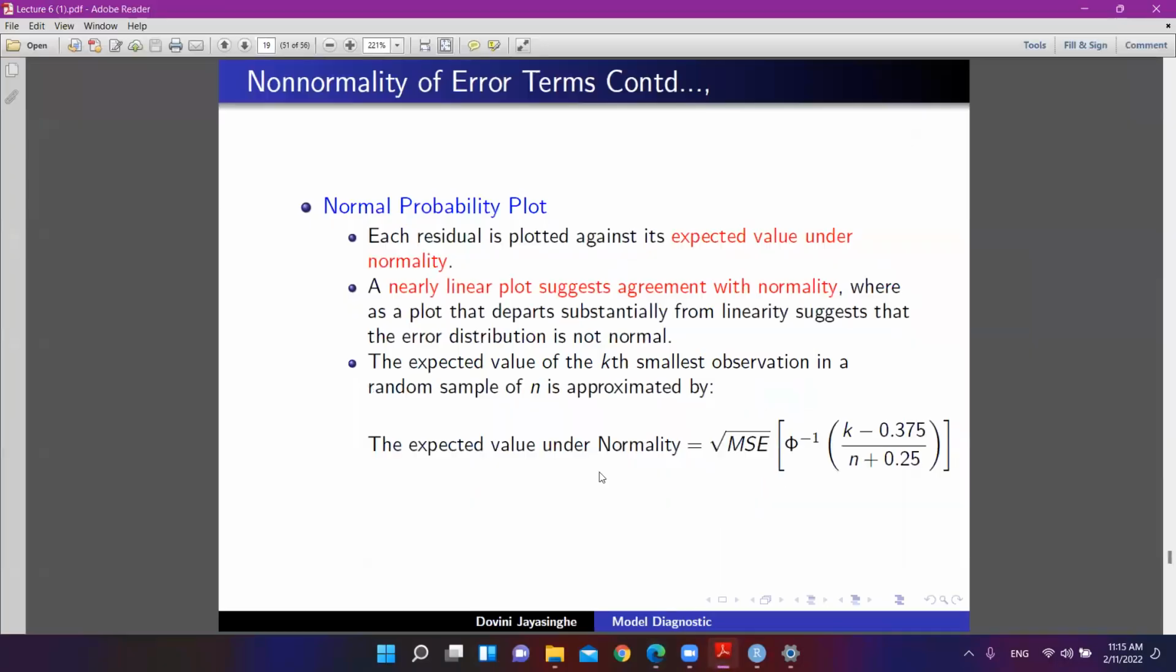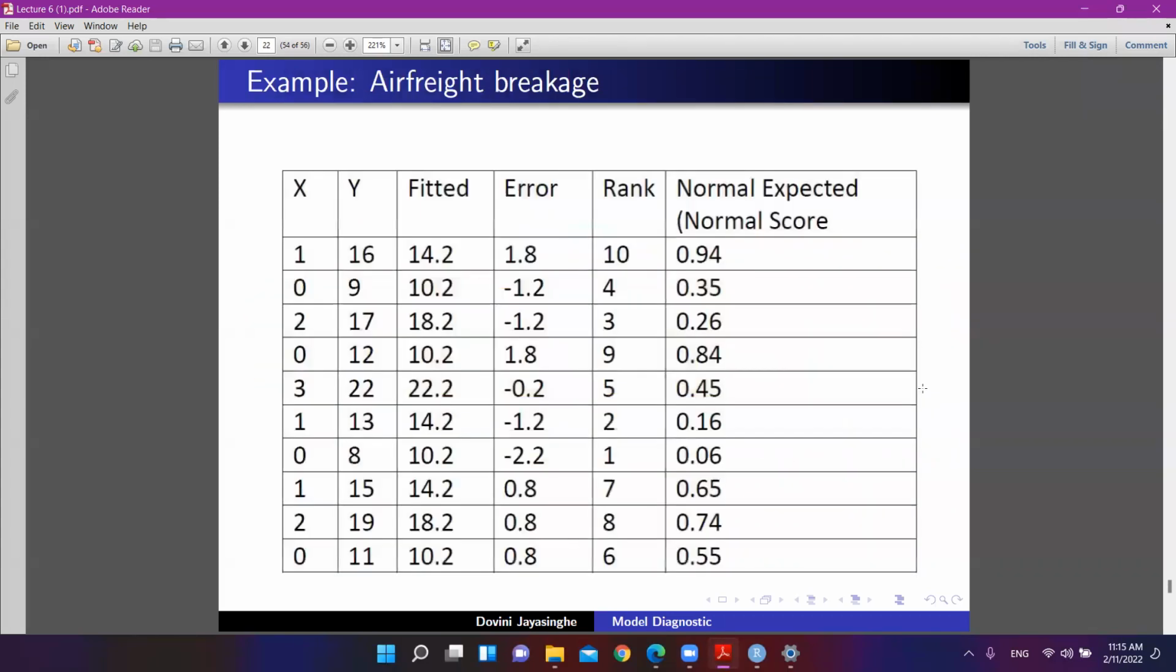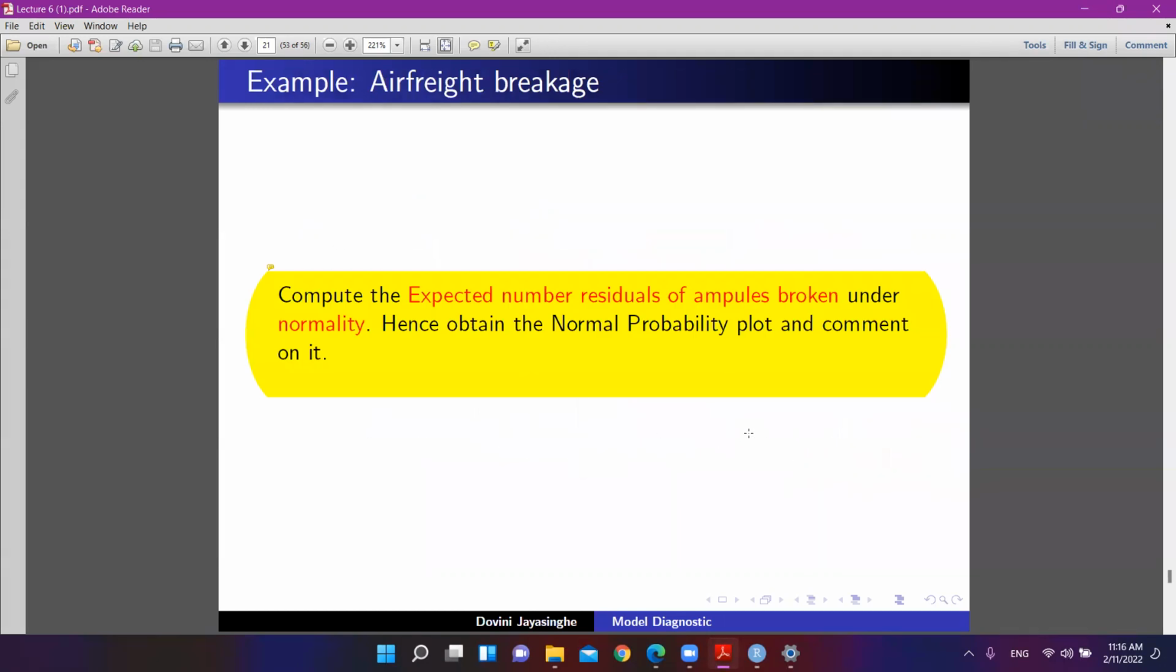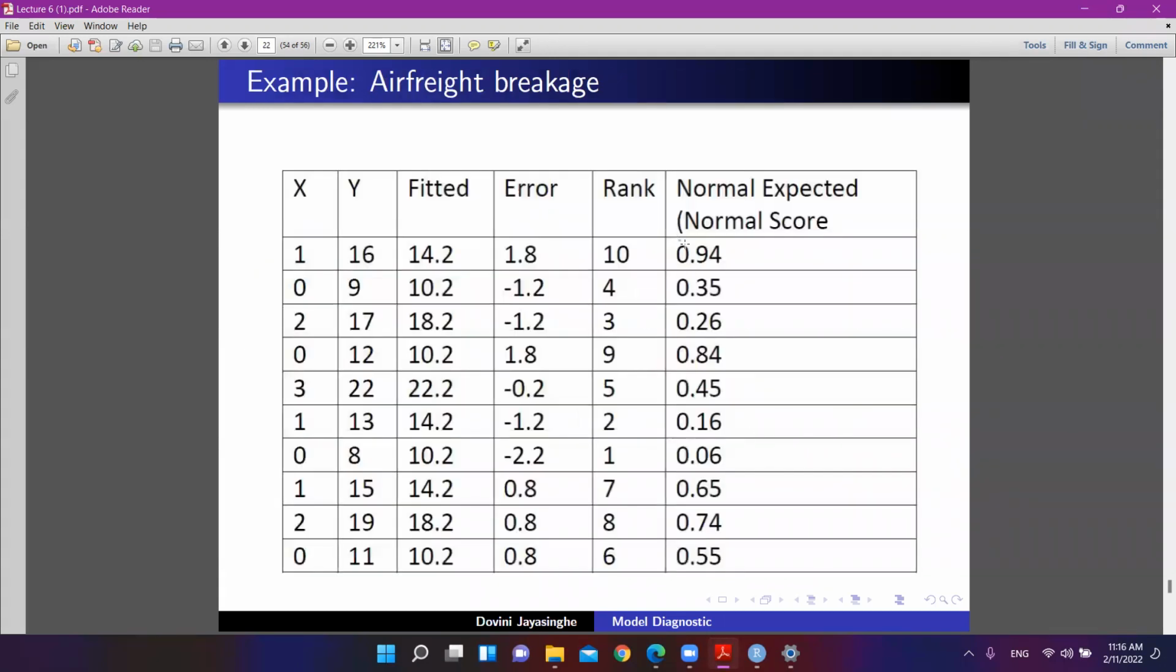So that is coming from the formula, and you multiply it by the square root of MSE. And you put this. So it's like 10 minus 0.375 divided by 10.25. You are getting a value. You read it from the table, multiply it by square root 2.2, and you are getting this value.